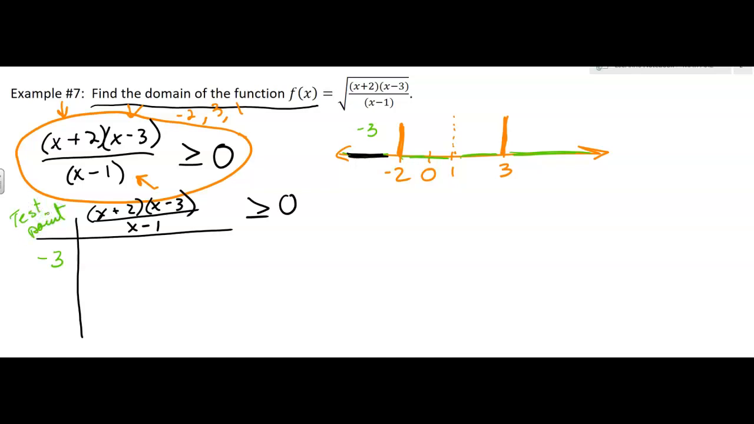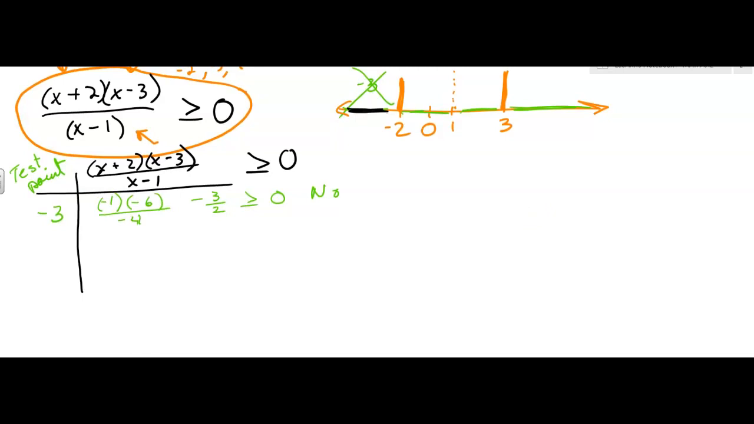If I put in -3, I would get in the numerator -1 and -6, and then in the bottom I'd have a -4. Now, does that turn out to be a positive number or a negative number? Well, you have 3 negative signs, so it'd be like -3 halves, and is that greater than or equal to 0? No. So don't include that section. I don't usually write out all that math, so I'm going to scroll up a little more, and I'll show you how I usually think about it.